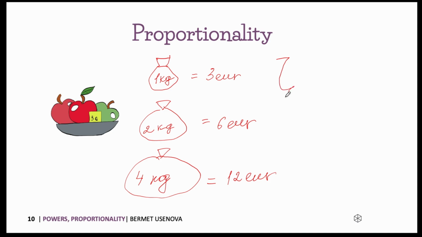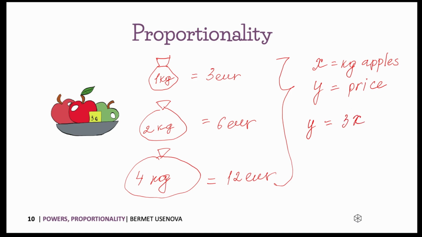Looking at these examples, you clearly see the pattern. So if we have X kilos of apples, then Y, let's say Y is the price we pay, then we can express this relation, price of apples with its weight, as following. Since the ratio of price to weight is constant, we can say that both values are proportional.